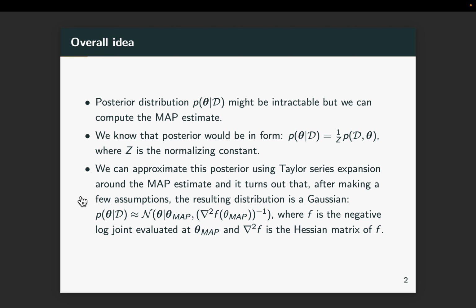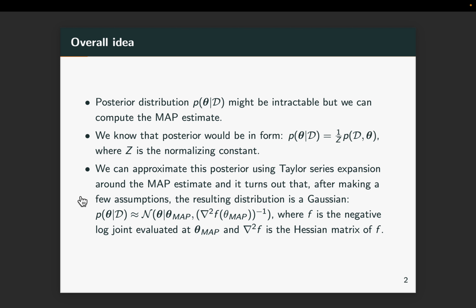So what we're saying is that because we don't know this Z, and we still want to compute the posterior, can we then make a Taylor series expansion around the MAP estimate of what we'll see? So we say that p of theta given d, we would approximate it to be some normal distribution whose mean, the variable of concern being theta, is theta MAP, and whose covariance is given as the Hessian inverse of the negative log joint evaluated at theta MAP.